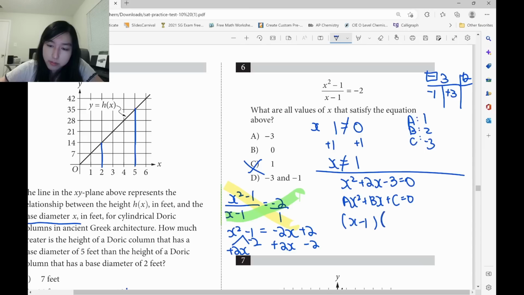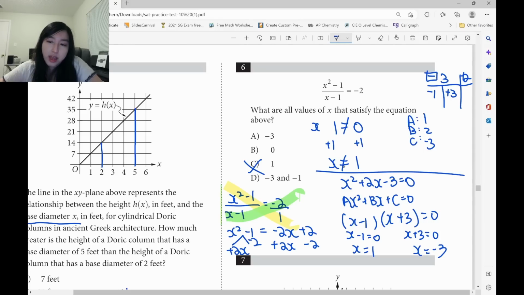x minus 1, x plus 3 equals 0. To solve for x, equate each factor to 0. x minus 1 equals 0, x plus 3 equals 0, so x will equal 1, or x equals negative 3. But remember, we already said x cannot equal 1. We will eliminate this answer. Answer is just negative 3.